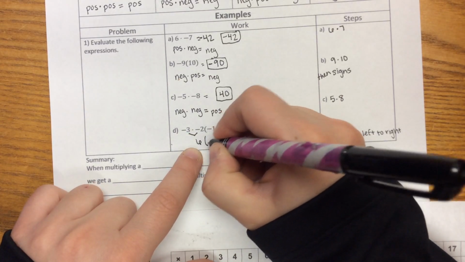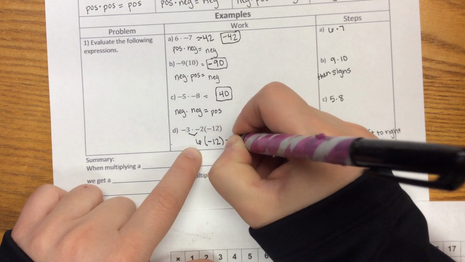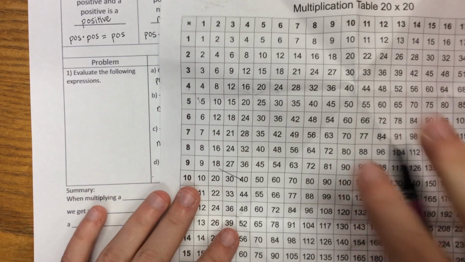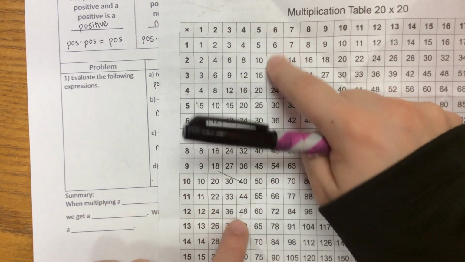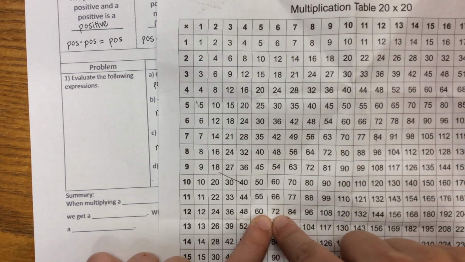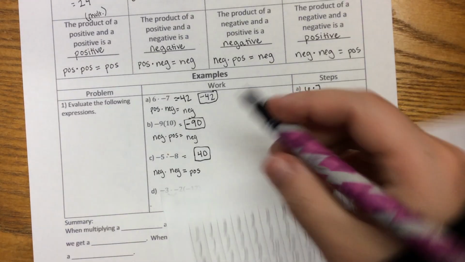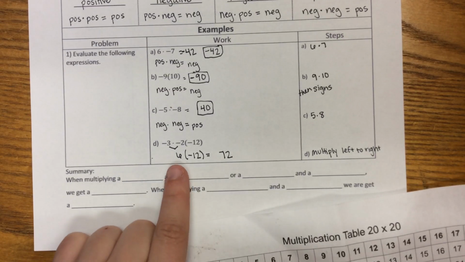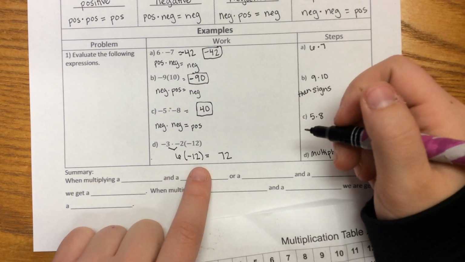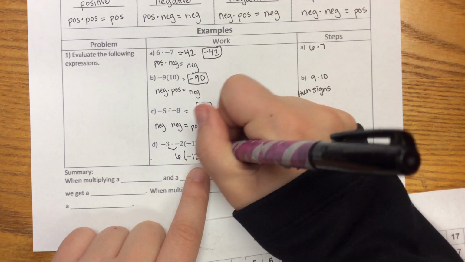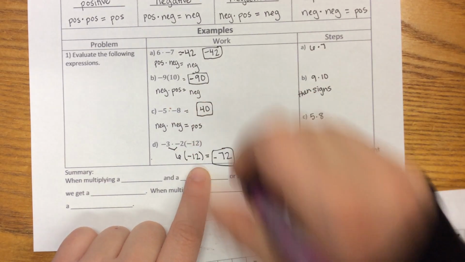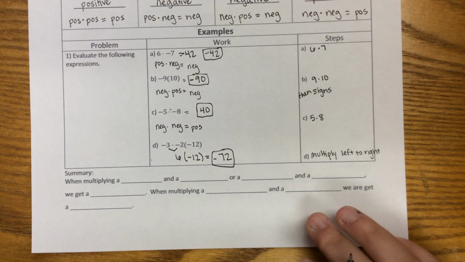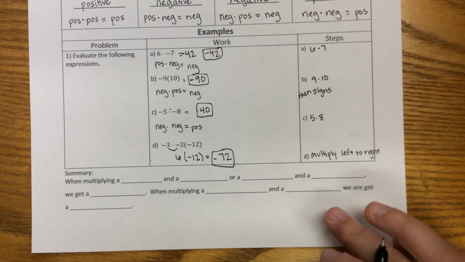So I have 6 times negative 12. Again, I'm just going to multiply the numbers. 6 times 12. If I need to use my multiplication chart, I can. So 6 times 12 is 72. There we go. And then again, I'm going to think about my signs. So I have a positive times a negative. A positive times a negative will result in a negative number because I have 6 groups of negative 12, and I'm adding them together. When I add negatives together, I generally get a negative. It's negative 12 plus negative 12 plus negative 12.